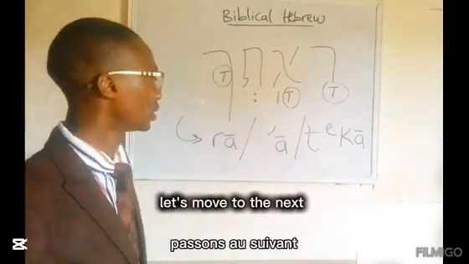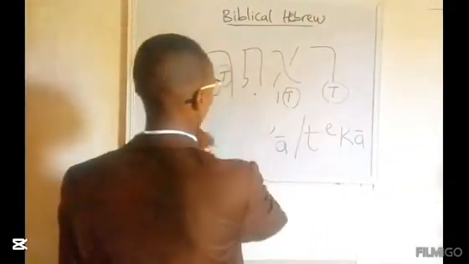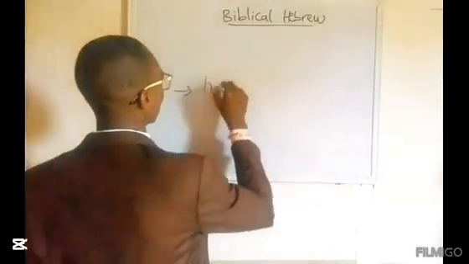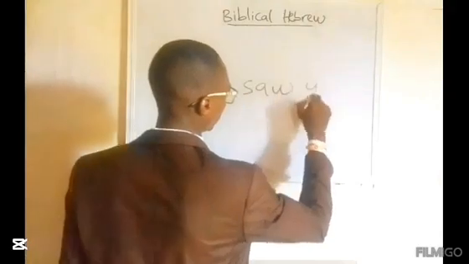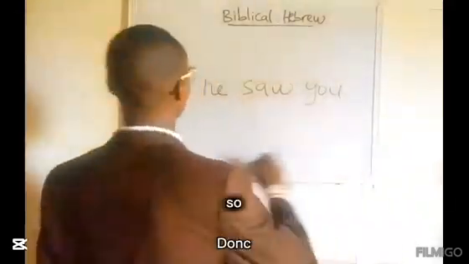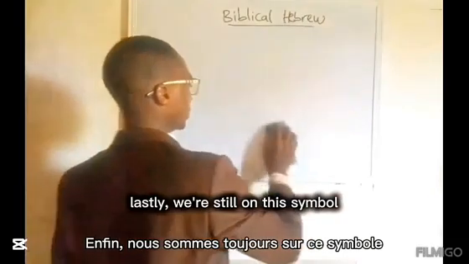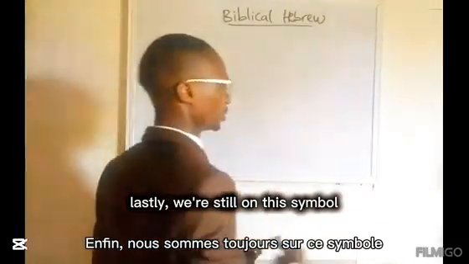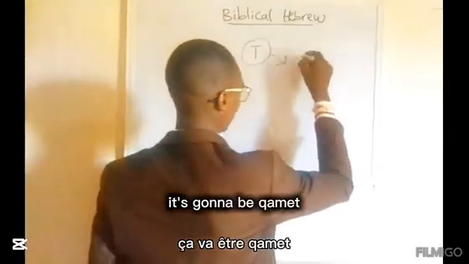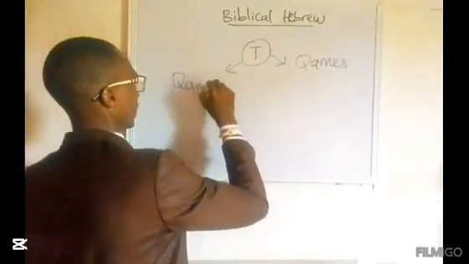Let's move to the next segment. The meaning of Ra, Teka is so you. Lastly, we address still on this symbol. It's going to be Qamet or Qamet-hatuf.